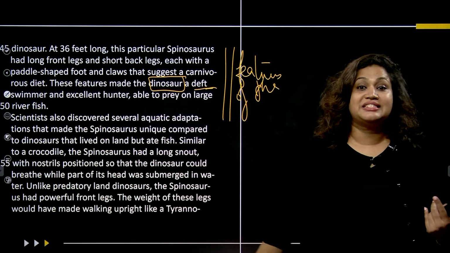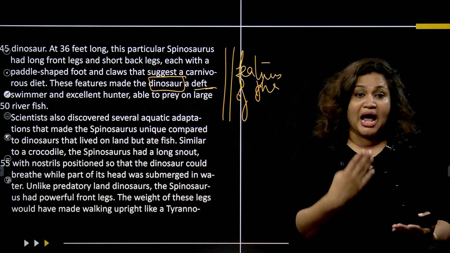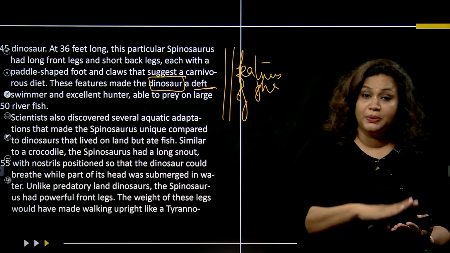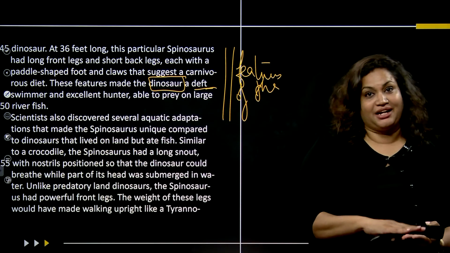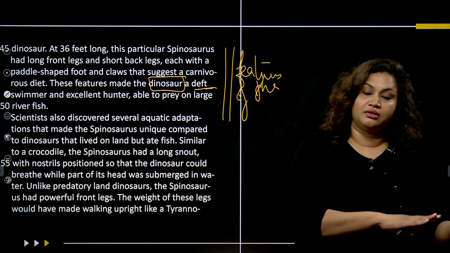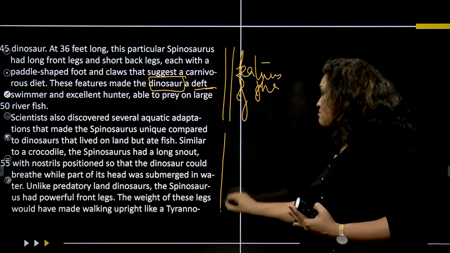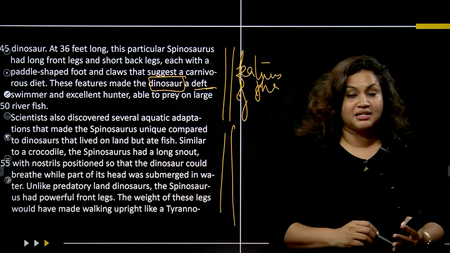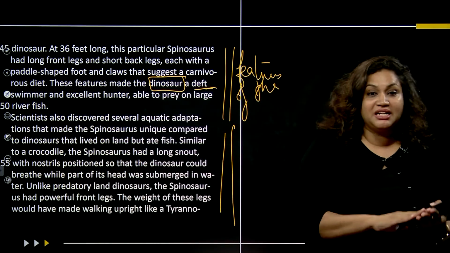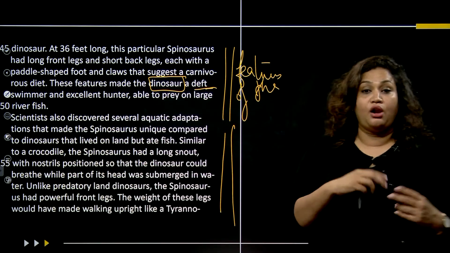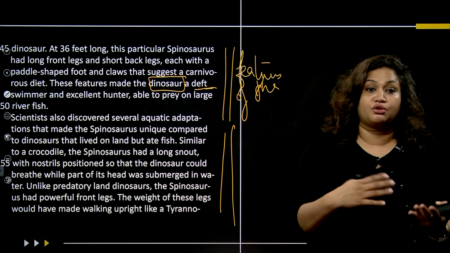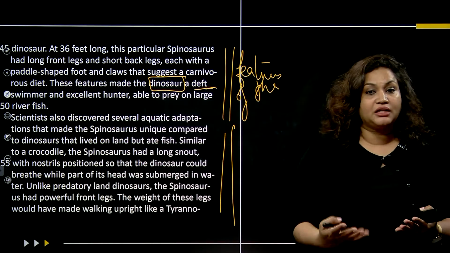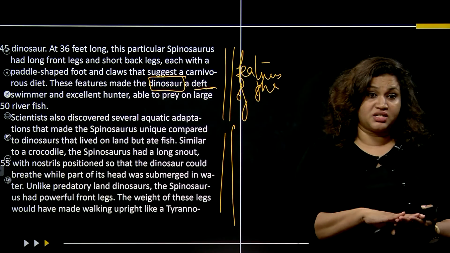Scientists also discovered several aquatic adaptations that made a Spinosaur unique compared to dinosaurs that lived on land but ate fish. So we need to understand, we are going to make a note here for this part. Similar to a crocodile, the Spinosaur had a long snout with nostrils positioned so that the dinosaur could breathe while part of its head was submerged in water.